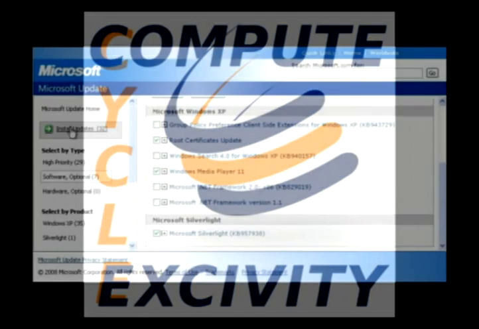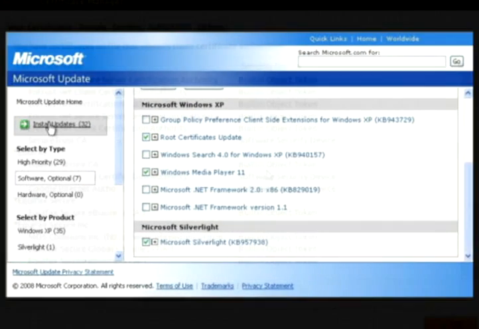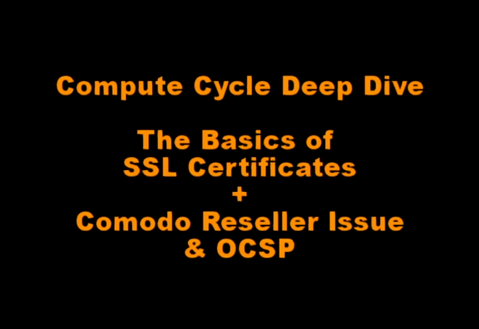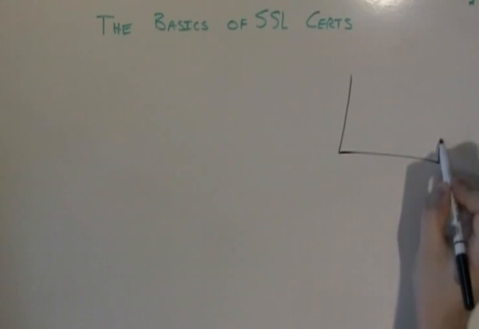Have you ever wondered what those trusted root certificate authority updates you get from Microsoft are? Have you found yourself inside Firefox looking at a list of companies you never knew were in there? Chances are you found yourself looking at companies on the web you implicitly trust. On this deep dive, we'll show you how SSL certificates work, what happened when a Comodo reseller had a breach in security, and how OCSP can help you if done correctly.